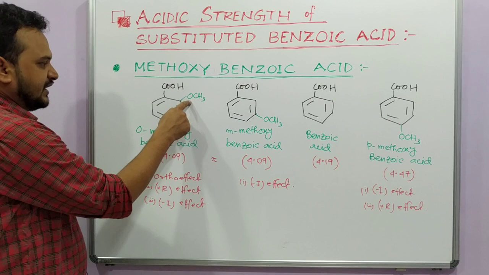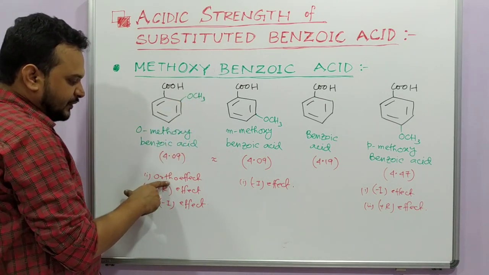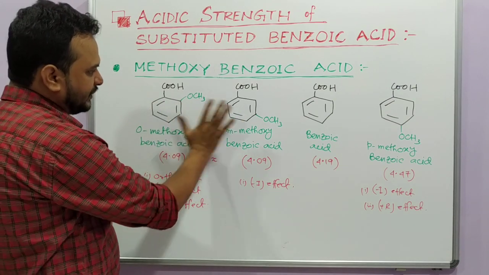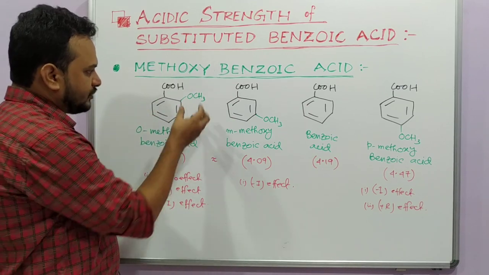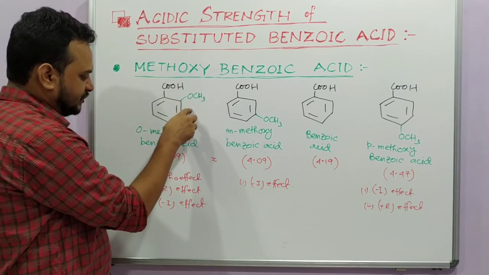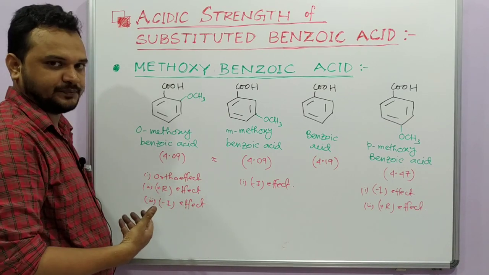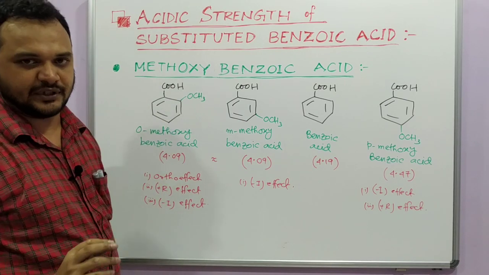Here this OCH3 exerts a strong plus R effect, but just because of ortho effect it becomes highly acidic, and these two become almost equal. That means the effect of this ortho group at ortho position is diminished by plus R effect very strongly, and hence it becomes almost equal to metamethoxybenzoic acid.